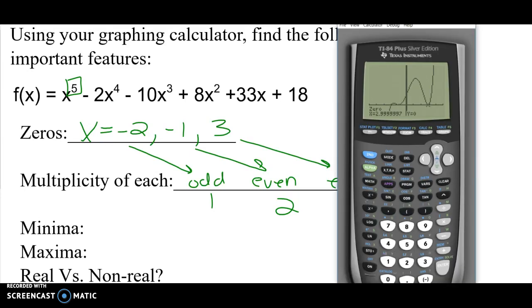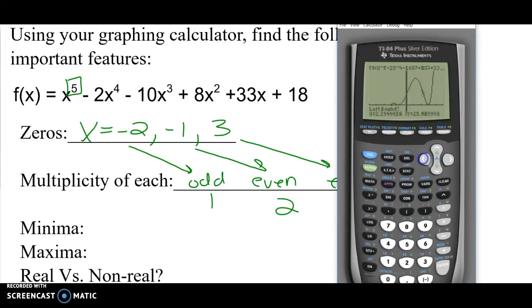And the last thing we need to do is determine the max and mins, Lindsay. So how many relative or local maximas do we have here? 2. I see 2 tops to a hill. Yeah. You see them? One of them's right here. One of them's right here. So I'm going to start on this one. I'm going to do second trace. Which one do you think we're going to use? We're finding maxima, so hit 4.